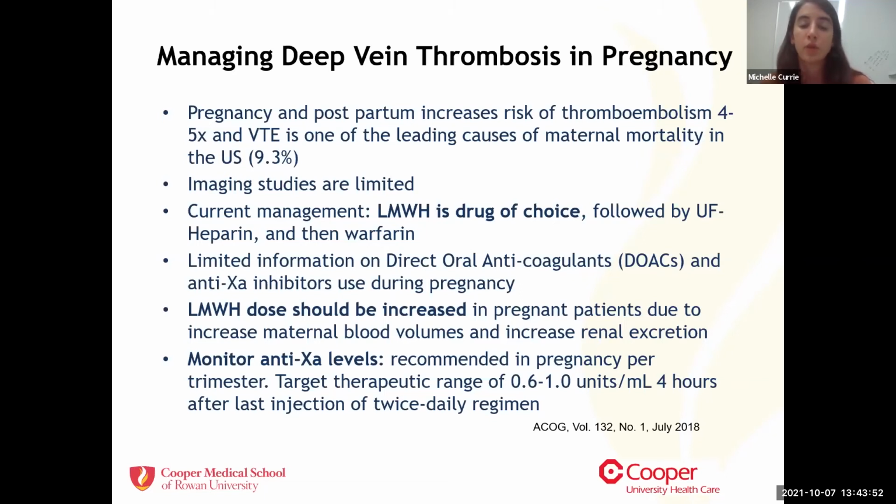So typically the drug of choice is low molecular weight heparin, followed by unfractionated heparin and then warfarin. Low molecular weight heparin doses should be increased in pregnancy as well due to an increase in maternal blood volume and an increase in renal excretion of low molecular weight heparin. You're going to need a higher dose to see the same therapeutic effects. It's also recommended in pregnancy to monitor anti-factor Xa levels per trimester, and the target therapeutic range is listed here.